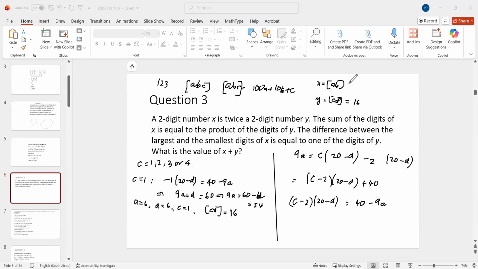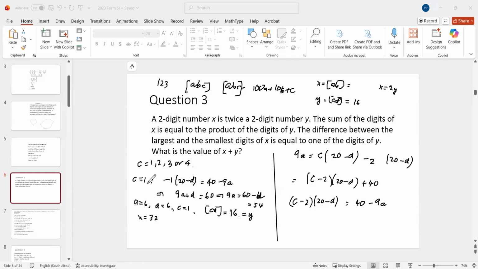And this X was 2Y. So then X is 32. So this is your Y, and X is 32. The sum of the digits of X, 3 plus 2 is 5, is equal to the product of the digits of Y. And that's not the product. There's something wrong here. The product of the digits of Y is 6. So how did I get this? So somewhere along the line, I seem to have made a mistake.